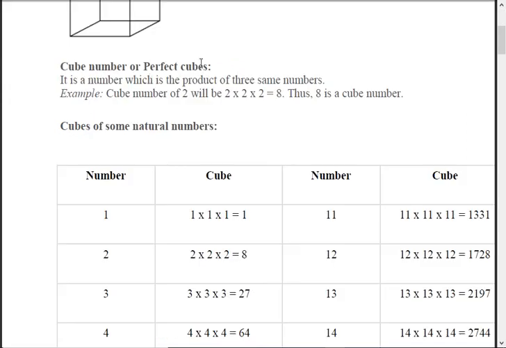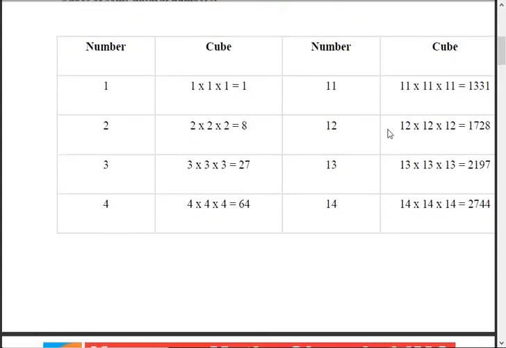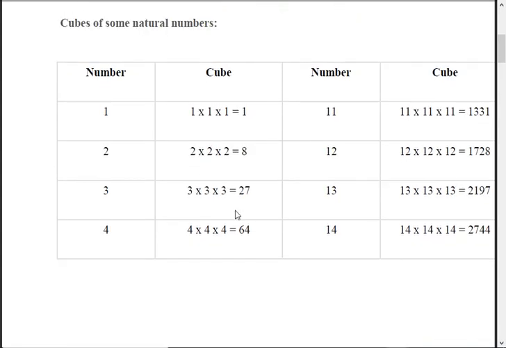Okay. Cube numbers are perfect cubes. It is a number which is a product of 3 same numbers, means 2 into 2 into 2, that is 8. Okay. So this is a cube. 3 by 3 by 3, so 27. See this, everything is given over here. This 27, then 4 cube 64, 11 cube 1331, 12 cube 1728.